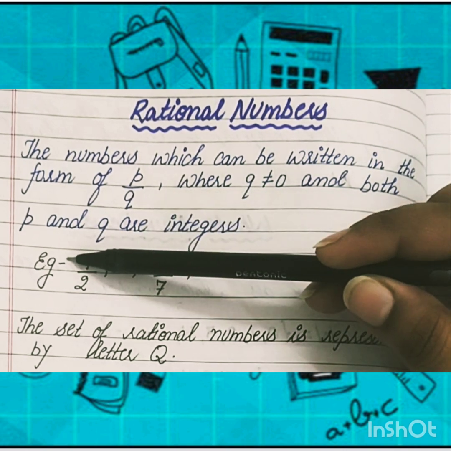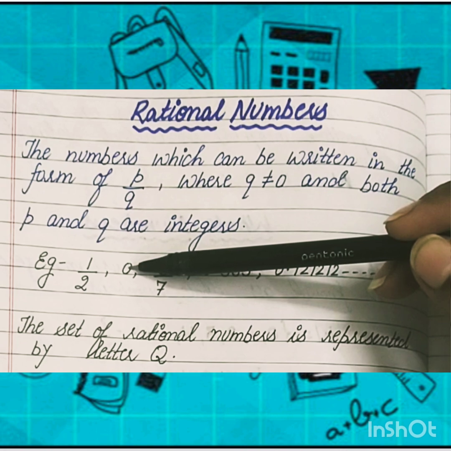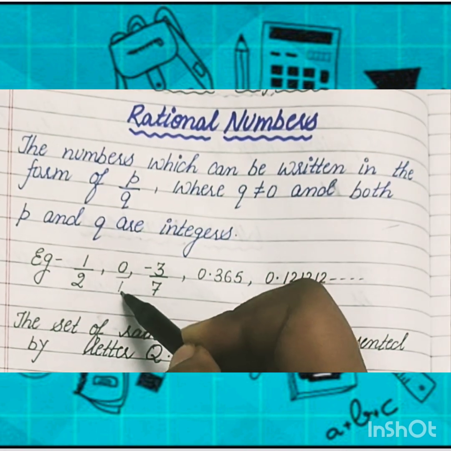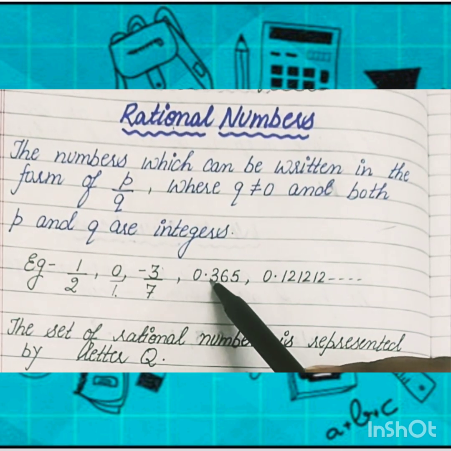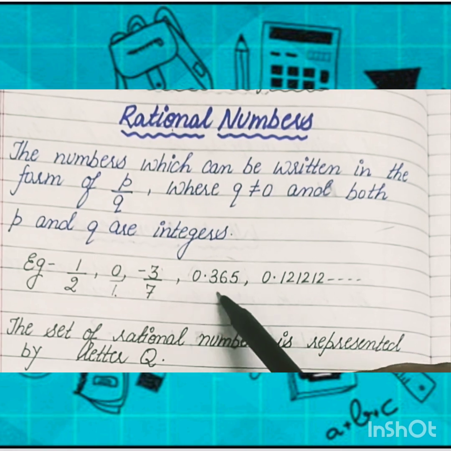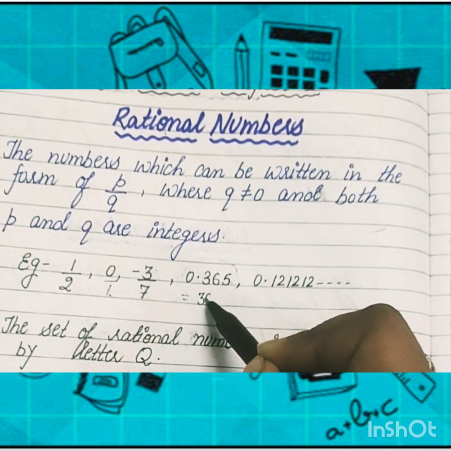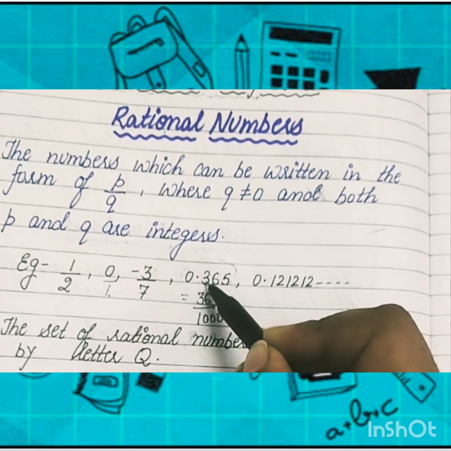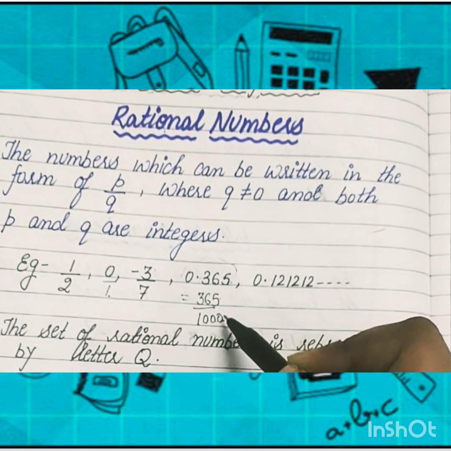I have written few examples like 1 upon 2, like 0. 0 is a rational number because 0 can be written as 0 upon 1. This is P upon Q form, so it is rational number. Minus 3 upon 7, 0.365, it is a decimal form. This is also rational number because it can be written as 365 upon 1000, because when you remove the decimal then there are 3 digits after the decimal, so we will write 1000 in denominator.